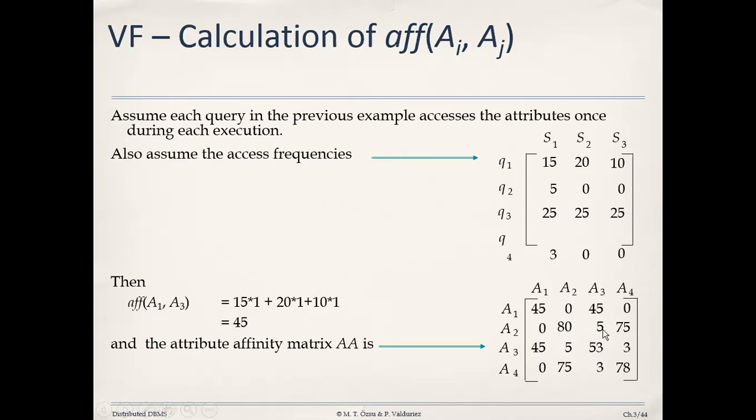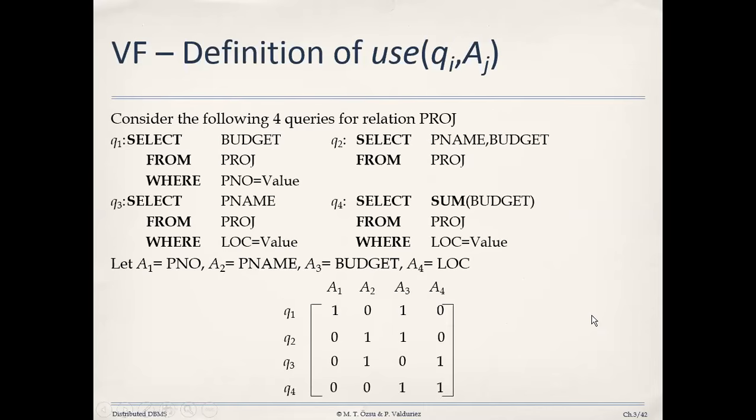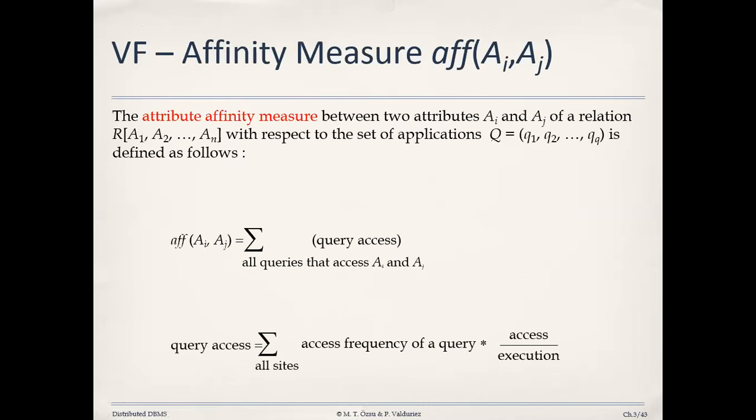Similarly, you have A2 and A3. You can see for yourself, A2 and A3. What is the affinity value? The affinity value is 5. Go back and see A2 and A3.